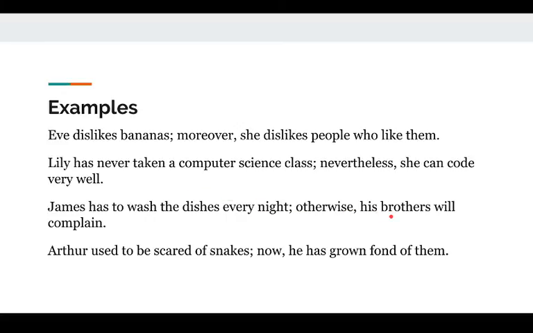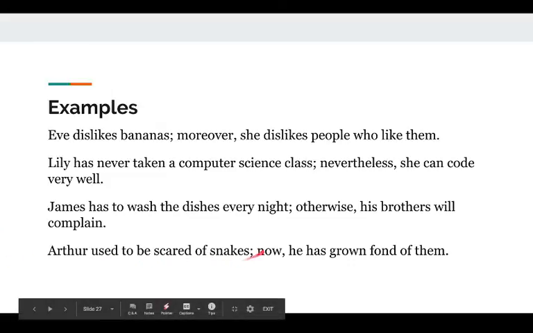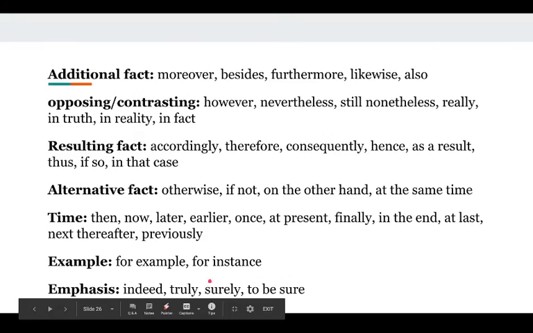So the alternative fact is his brothers will complain. So James has to wash the dishes every night, semicolon, transitional adverb, comma, his brothers will complain. And then lastly, another sentence is Arthur used to be scared of snakes, semicolon, transitional adverb, comma, he has grown fond of them. So now is just to show time.